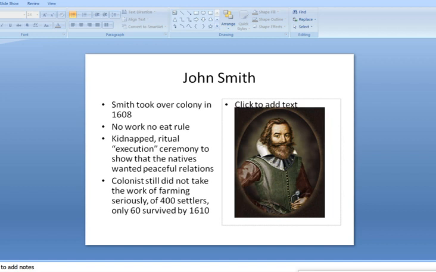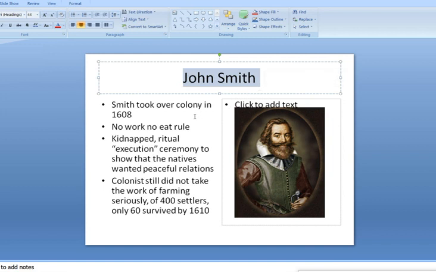Okay? Enter this guy, John Smith. Yes, this is the John Smith from Pocahontas. No, he did not actually marry Pocahontas. We're going to get to that. John Smith is going to take over the colony in 1608. Basically, Jamestown is going the way of Roanoke. It's about to no longer exist. The people are dying. They're not exactly too keen on survival. So John Smith is going to come in, and he is going to put things together.